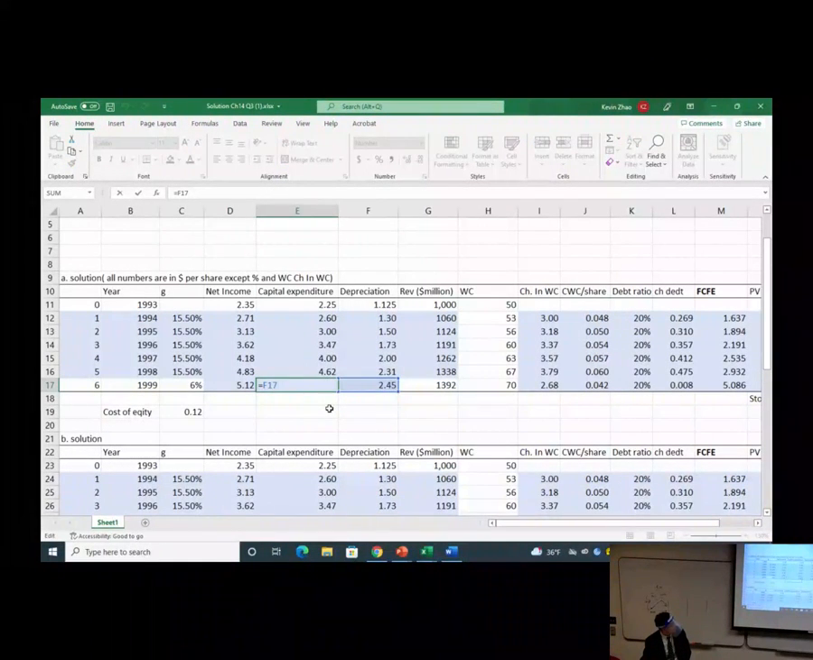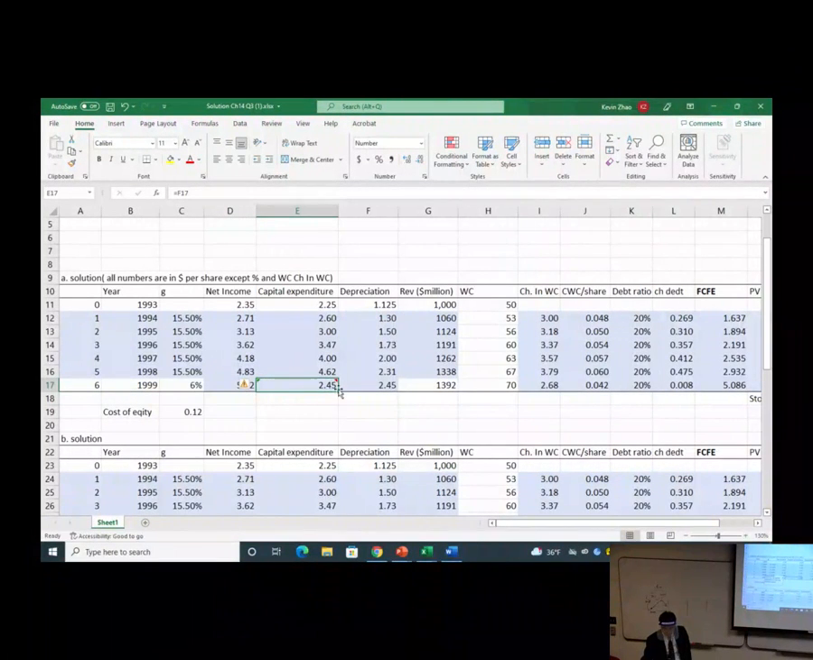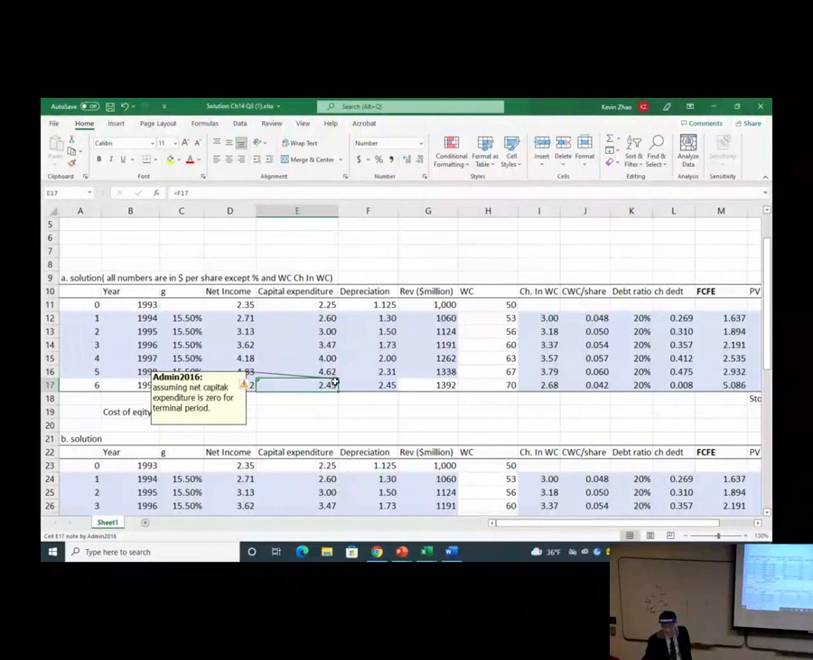So here, I'm answering question 1, assuming this capital expenditure equals depreciation. And I make the comments in case I forget about that. Sometimes you may want, hey, why that one? It's 2.45. Where does that number come from? You make certain comments to remind yourself.